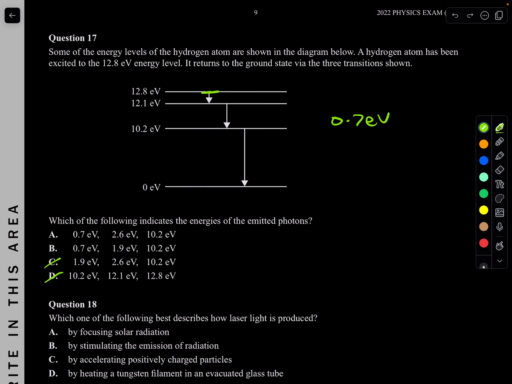The next one is going from 12.1 to 10.2, so 12.1 minus 10.2, which is 1.9 volts. Another one that will be emitted is 1.9 volts. So A is wrong because it doesn't have that. B looks right. It has 0.7, 1.9, and probably 10.2 minus 0, that's 10.2.